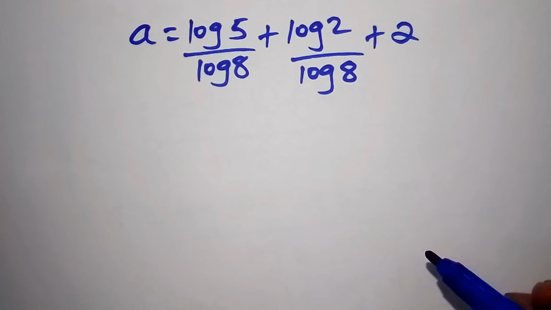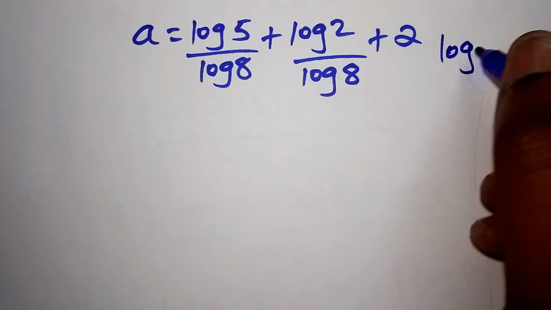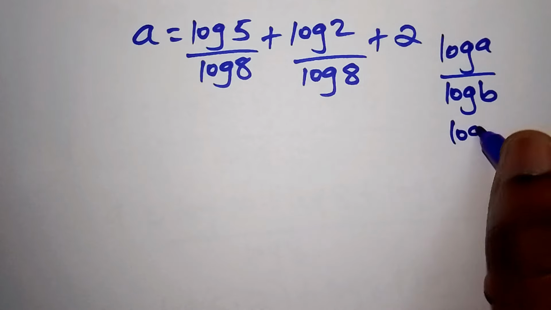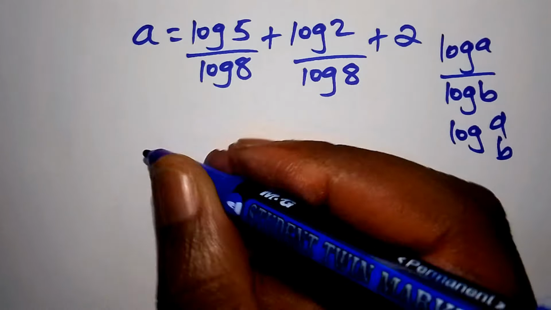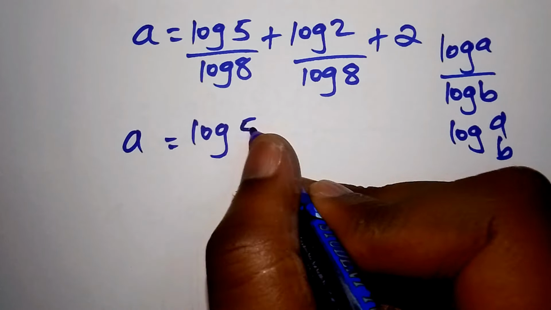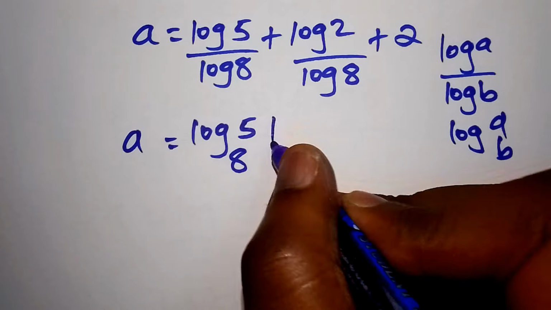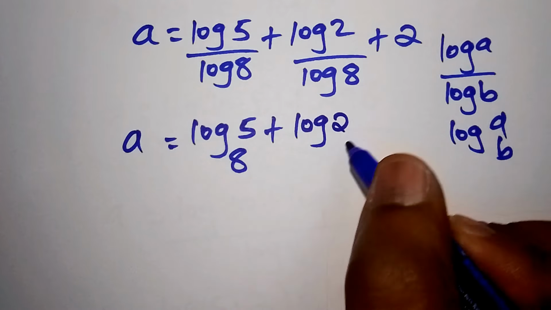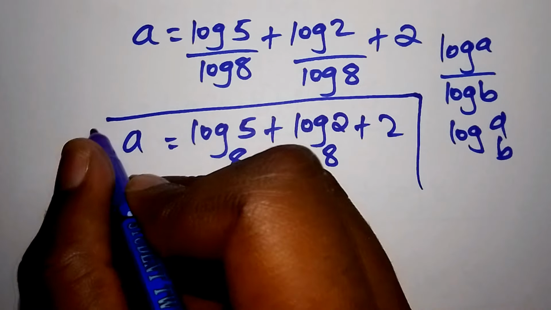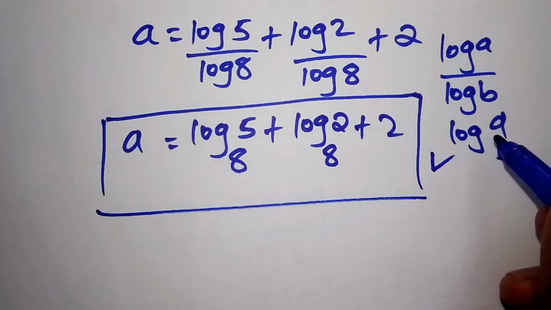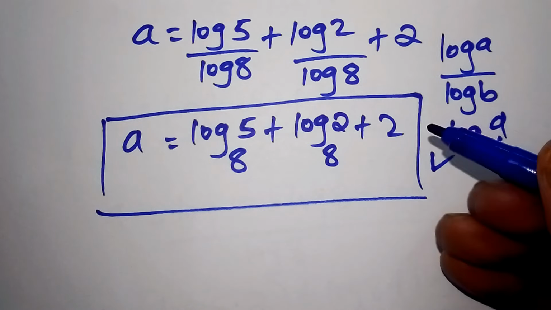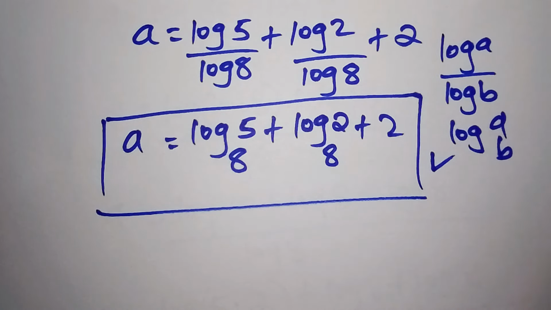According to the law of logarithm, when you have, for example, the log of a all over the log of b, this can be written as the log of a to the base of b. Therefore our final answer is a is equal to the log of 5 to the base of 8, plus the log of 2 to the base of 8, plus 2. So this qualifies to be almost correct and the best answer. If you got this as the correct answer, then well and good. If you haven't, now you know how we work it out within the shortest time possible.